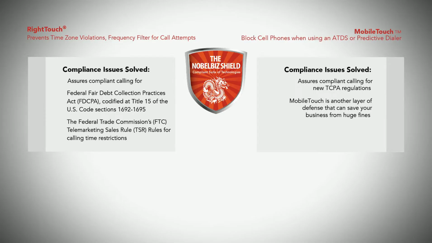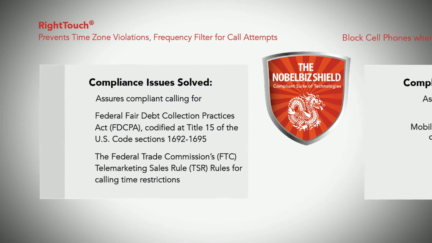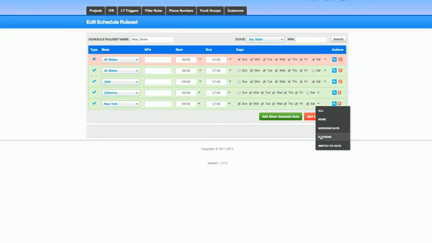Shield is comprised of our RightTouch time zone and frequency filters and MobileTouch mobile phone filtering. RightTouch allows you to define filter rules that control both the time and frequency for outbound calls placed through the NobelBiz carrier network. The rules can be applied independent of the dialer equipment simply by changing the caller ID or ANI associated to the outbound call.